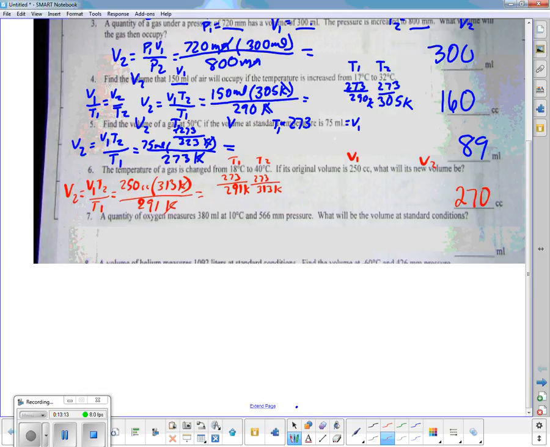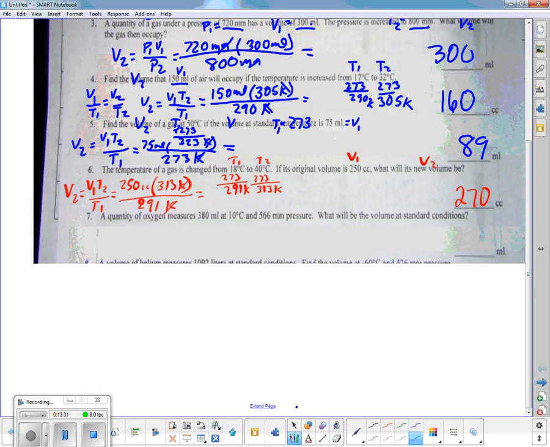Okay, I'm going to go back to blue so we can see the difference. 250 times 313 divided by 291. You're putting 219 instead of 291. Yeah. That would work. Okay.